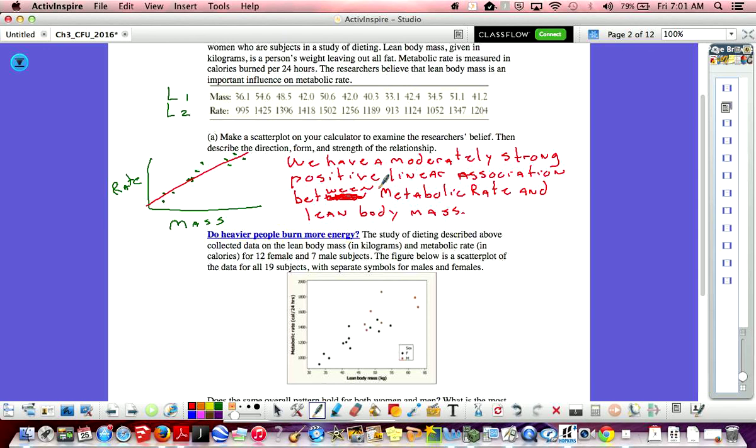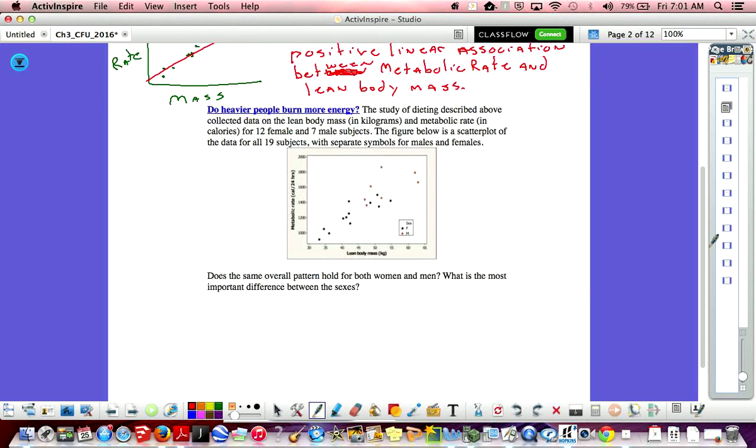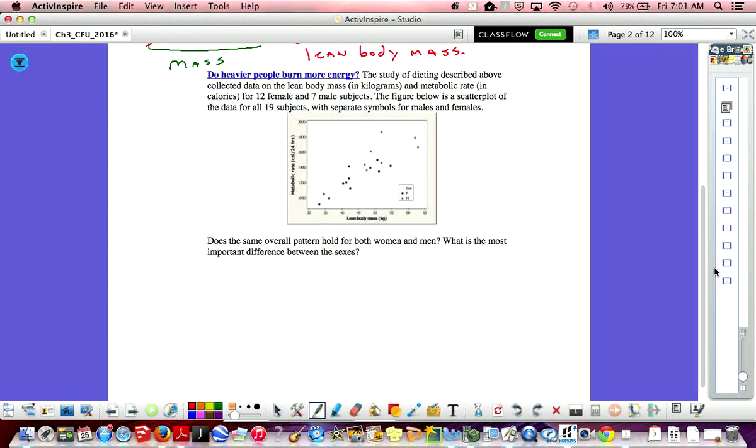Sorry about that. All right, let's take a continued look at this problem as it continues on down here. It says the study of dieting described above collected data of the body mass and metabolic rate for 12 females and 7 male subjects. The figure below is a scatter plot for the data of all 19 subjects with separate symbols for males and females. So the round dots, it looks like, are the females, while the little squares are the males.